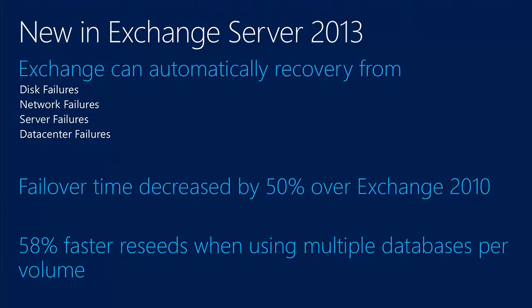Now, sure, the prior versions can do things like automatically recover from disk failures and even some network failures and some server failures. But 2013 now has the advantage of also being able to recover from data center level failures as well. So how many of you are in a site resilience topology where you've deployed your DAG across more than one data center? All right. So that's the kind of stuff we're talking about. How many of you only have 2 data centers? All right. How many of you have 3 or more? All right. Got something for both of you today.